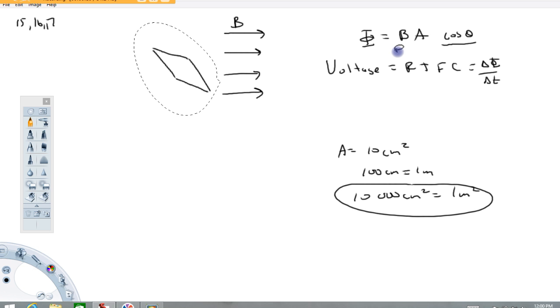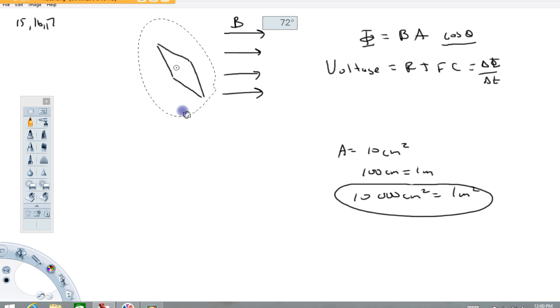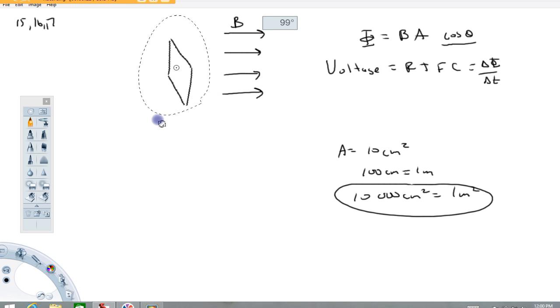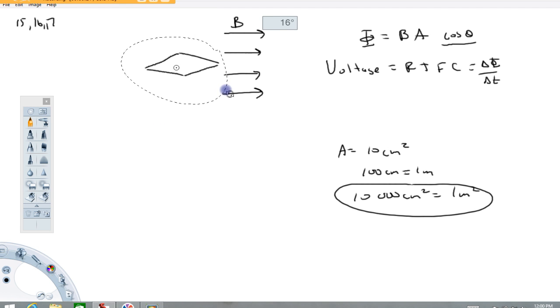The important concept here in this problem is recognizing that in this orientation, the flux is a maximum. In this orientation, the flux is 0. So again, see how this vector is parallel to that surface, so none of it goes through it. All right, and that should be enough on that problem.